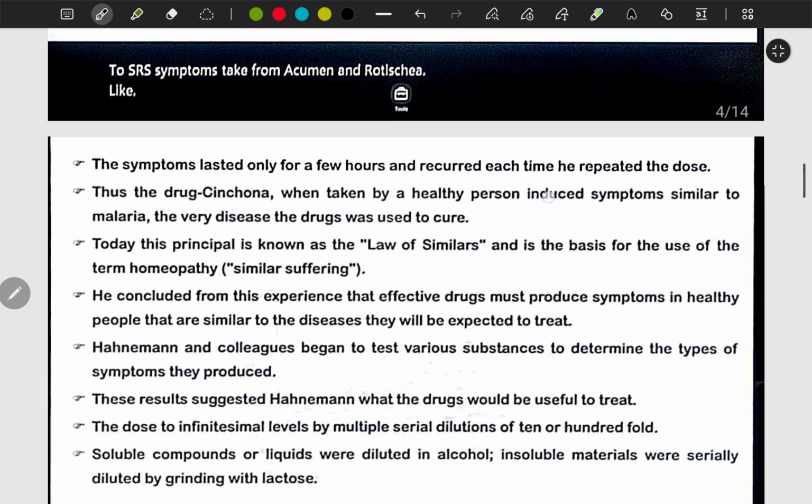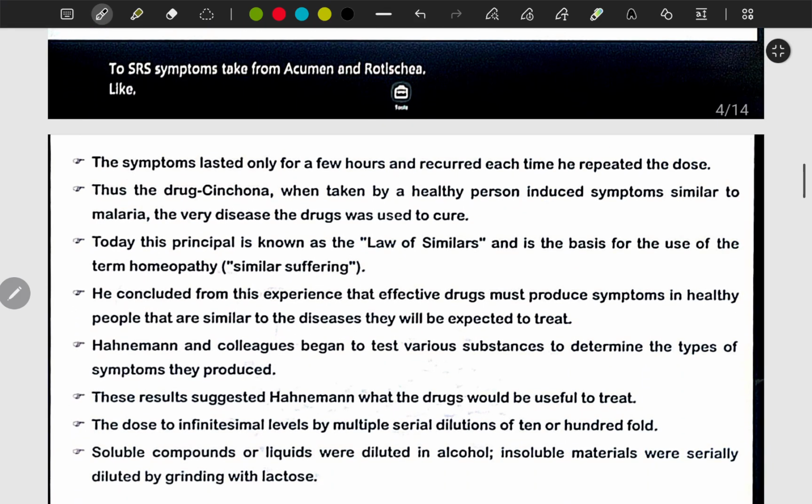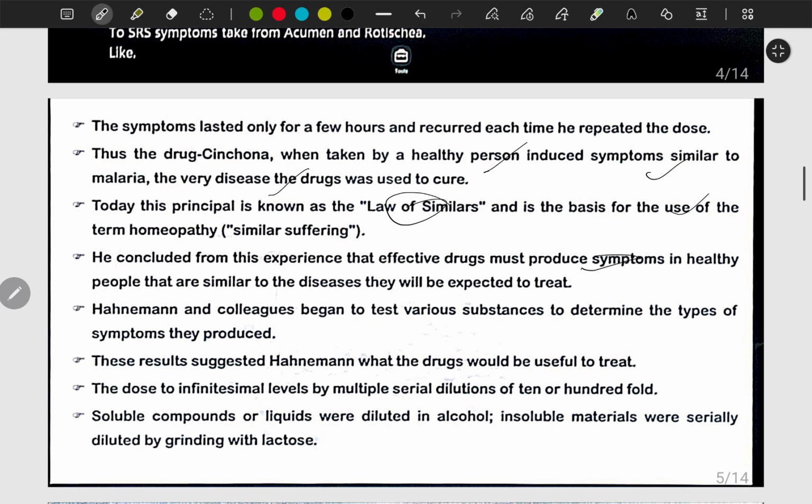Random wretchedness. The symptoms lasted a few hours, recorded each time he repeated the dose, and taken by a healthy person induced symptoms similar to those of malaria. The very disease the drug was used to cure, known as the law of similar, is the basis. He concluded this from the experience that effective drugs may produce symptoms in a healthy person. Drugs that produce symptoms similar to the disease can be expected to treat it.